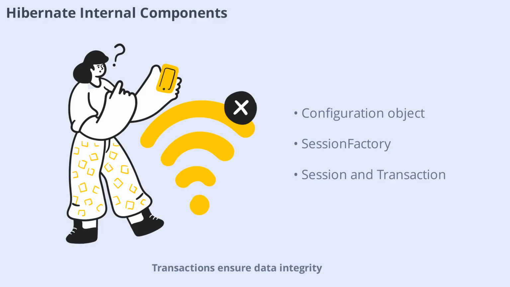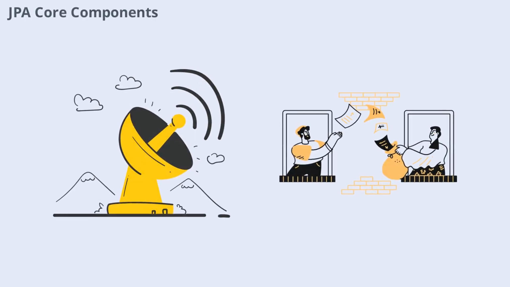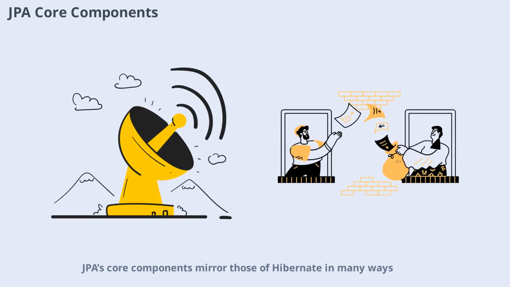Transactions ensure data integrity, and query and criteria APIs help you retrieve data efficiently. JPA's core components mirror those of Hibernate in many ways. The Entity Manager Factory creates Entity Manager instances, which manage entities and handle persistence operations. Entities represent tables in the database, while Entity Transaction allows you to group operations into atomic units of work. The Query interface lets you write JPQL or native SQL queries to fetch data.